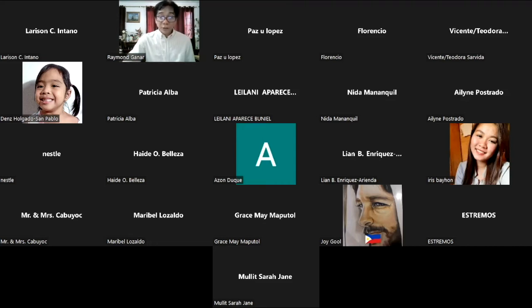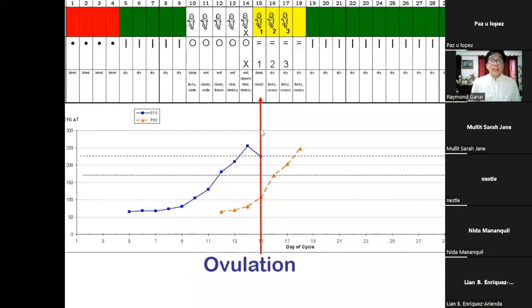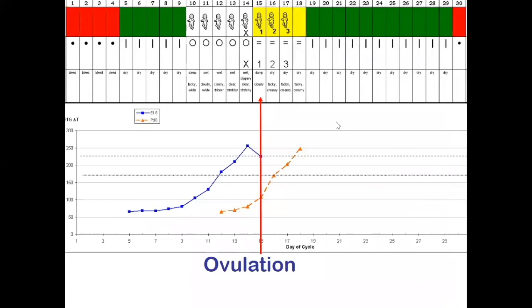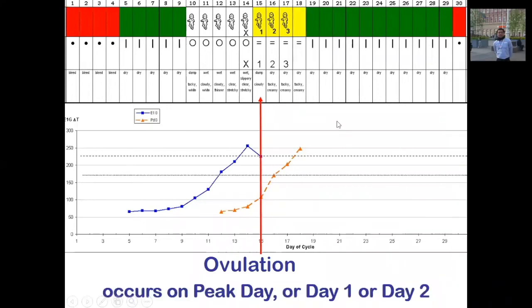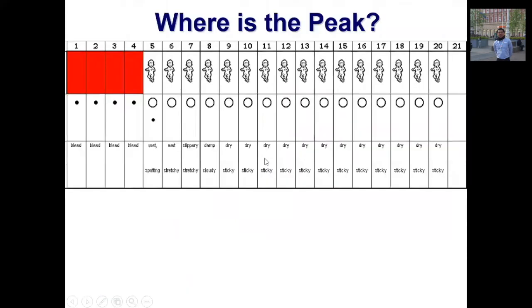But try to look at this one. After the peak, it is not totally dry. It is what? Damp, cloudy. If after the peak, it is not totally dry, then ovulation is not happening during the peak day. So it can happen during day 1 or day 2 after the peak. Clear? So let's move on. Okay, so it's written here, ovulation occurs on peak day, but it can also happen in day 1 or day 2.